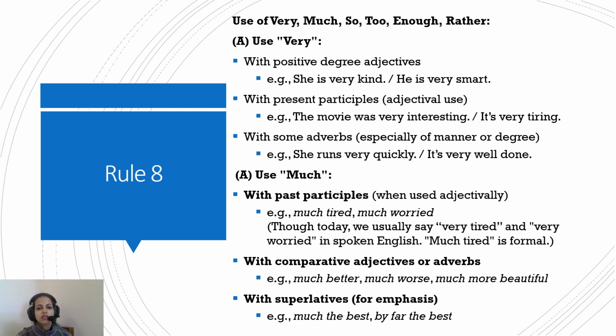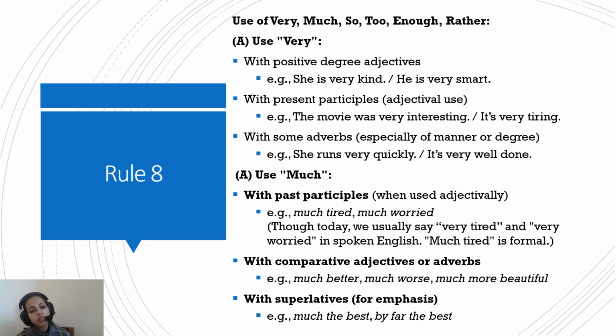Now, rule 8. And in this, we'll discuss the use of very, much, so, too, enough, rather. So, how do we use very? There are three situations where the word very would be better used with the positive degree of adjective. We know the three degrees of adjectives: positive, comparative, and superlative. Positive is the most basic one. "She is very kind." Kind is the positive degree of the adjective, so very can be used before that. "He is very smart." Smart, smarter, smartest. Smart is the positive degree adjective, and hence we can use very before that.